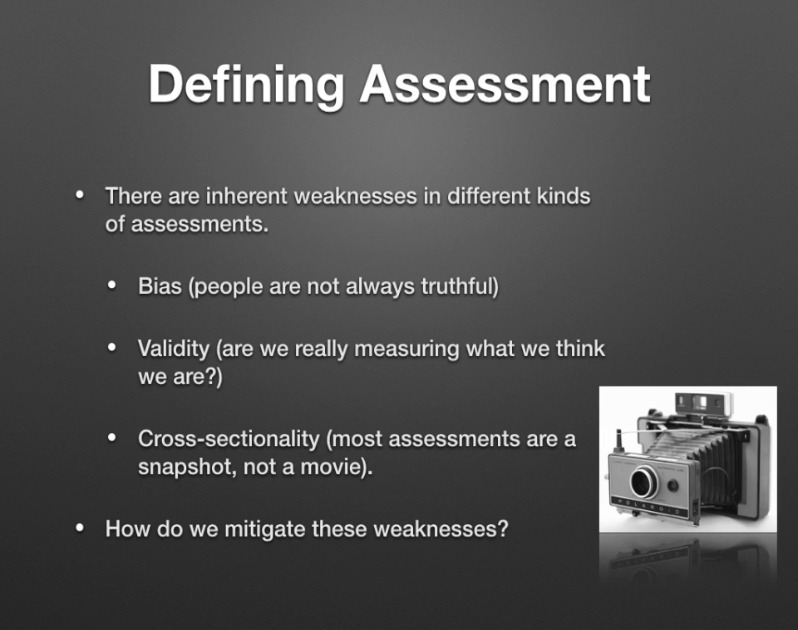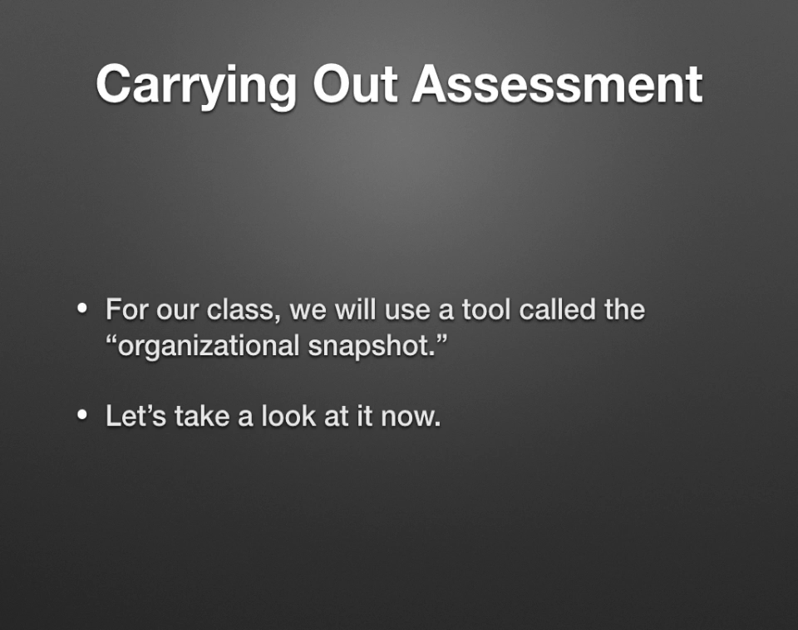So how do we mitigate these weaknesses? Well, there's lots of things that we can do. We can talk to different kinds of people. We can talk to multiple people. We can look at things from different angles. But ultimately, we do have some weaknesses when carrying out any kind of assessment in an organization. Okay? So for our class, we'll use what's called the organizational snapshot.